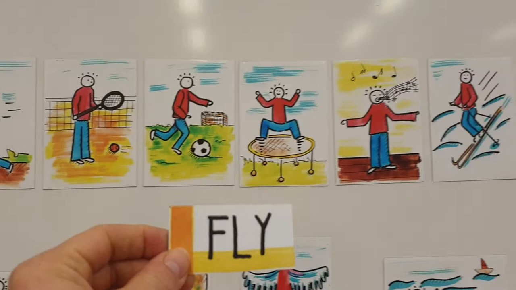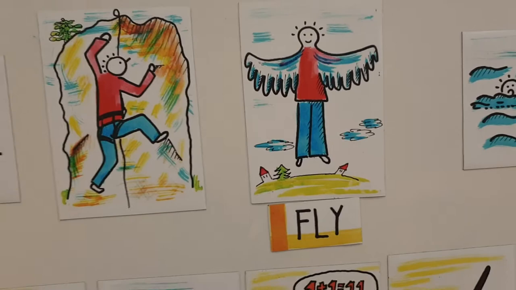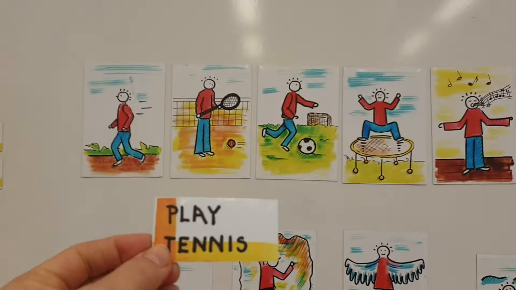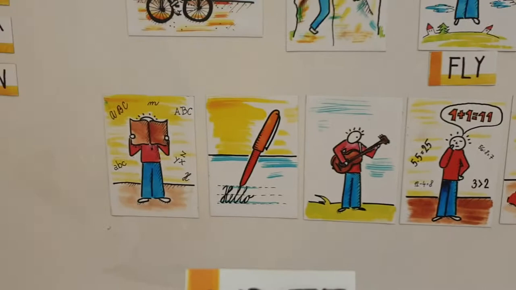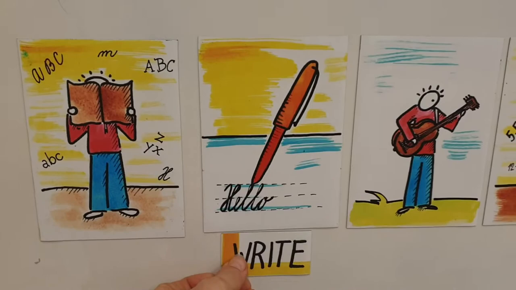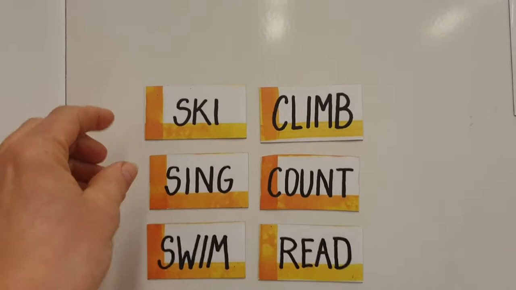Fly. Which picture means fly? This one. Good. Play tennis. I've got play tennis. This one. Good. What about ride? Okay. This one is right. Play football. It's very easy. Good. Ski. What picture means ski?